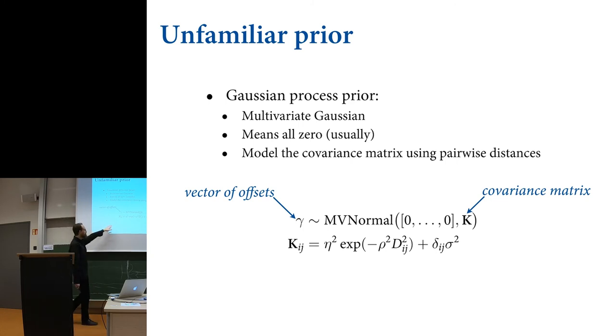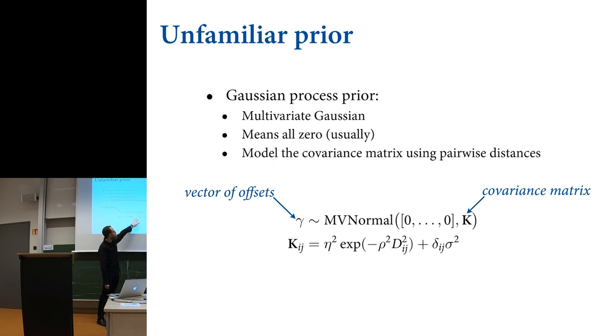So each entry ij, i and j are islands. The covariance between those two islands is modeled as some maximum covariance, eta squared, times e to the minus rho squared d squared ij. D squared ij is the squared distance between the two islands. This is a Gaussian function. I'm going to plot it on the next slide, so hang on. This is just to show you the map.